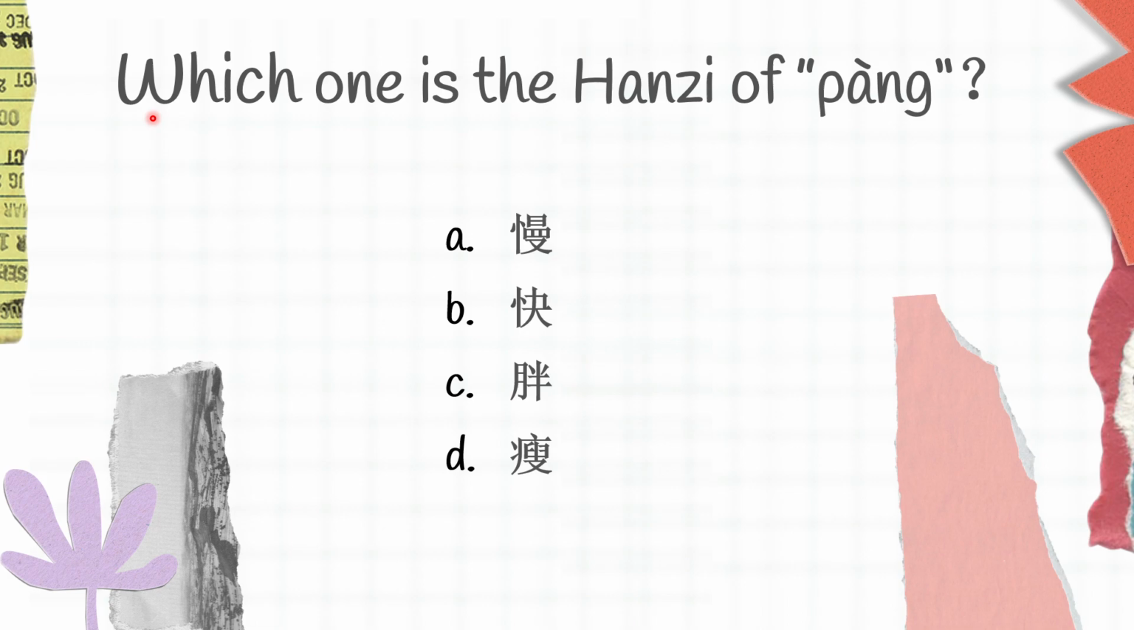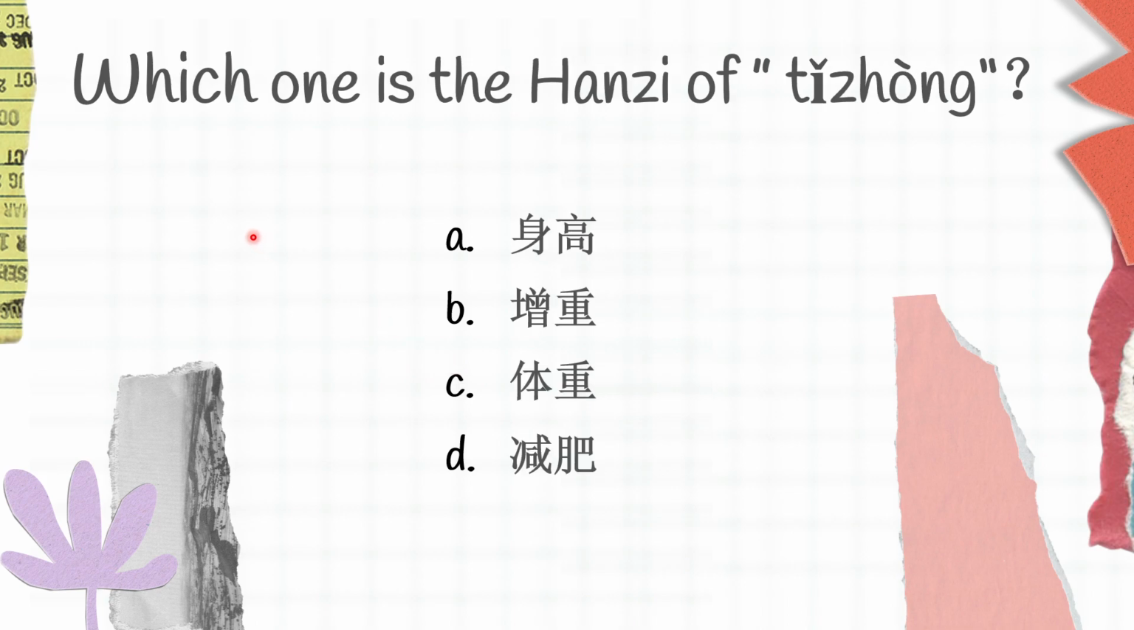The first question for today: which one is the hunter of Pang? Which one do you think is the right answer, guys? A is Man, B is Kwai, C is Pang, and D is Shou. And Pang here is C.